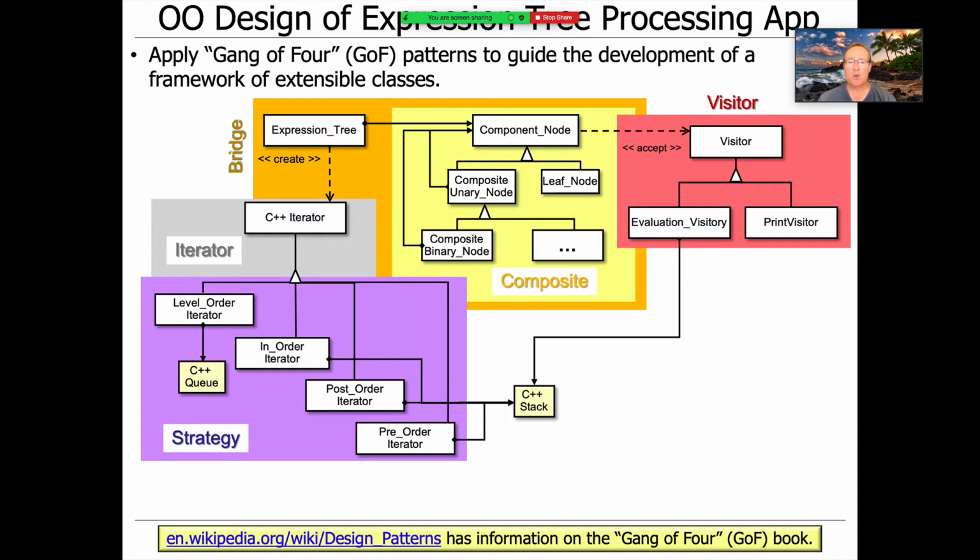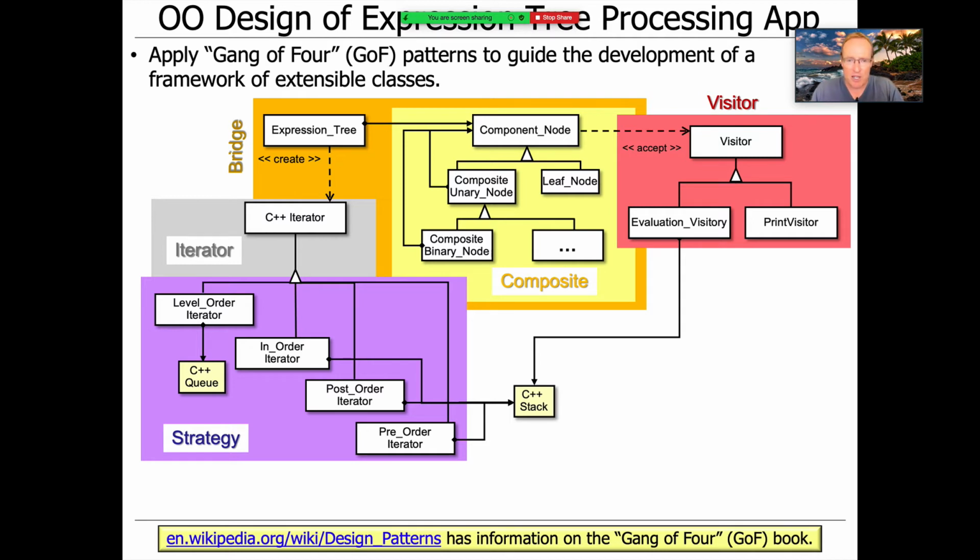And then what we're going to do is apply a whole gaggle of Gang of Four patterns that will help us design a framework that will make it easy to develop and extensively evolve and sustain our expression tree processing app. So of course you can look at the Gang of Four book to see the patterns, and we'll talk about them. But what we're going to end up with is a design that looks like this, where the classes that we have, which are shown here as UML structure diagrams, are then representing different roles and relationships in a bunch of different patterns.